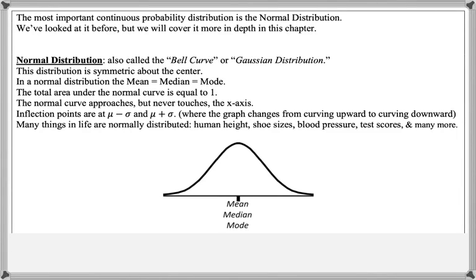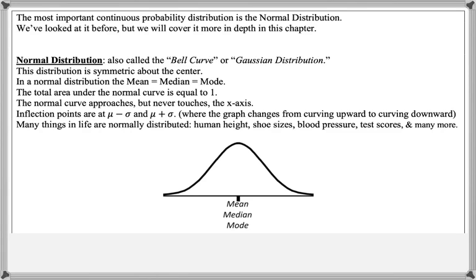The most important continuous probability distribution is the normal distribution. Now, we've looked at it before, but we will cover it in more depth in this chapter. So the normal distribution is also called the bell curve or the Gaussian distribution.